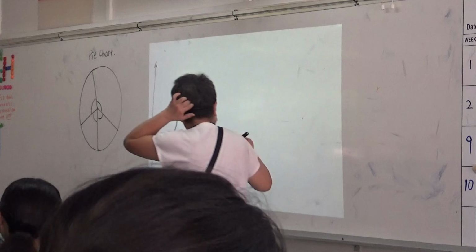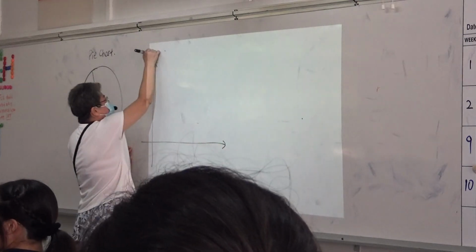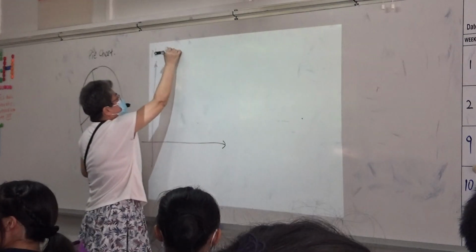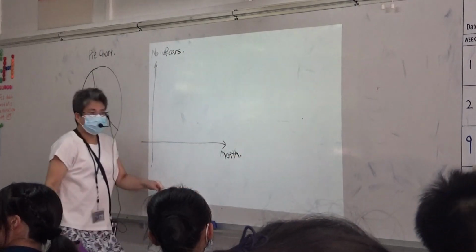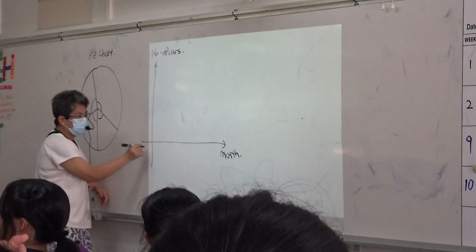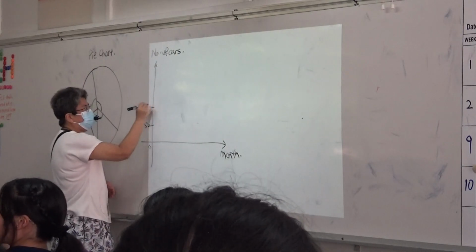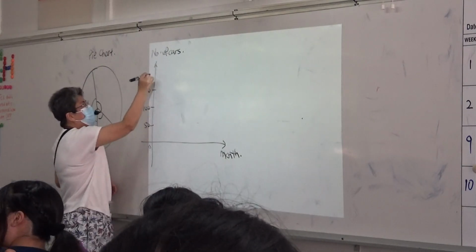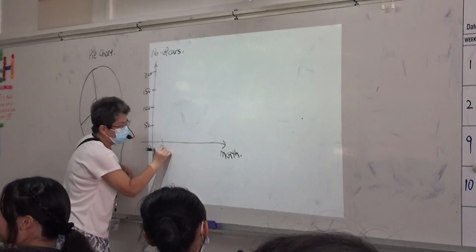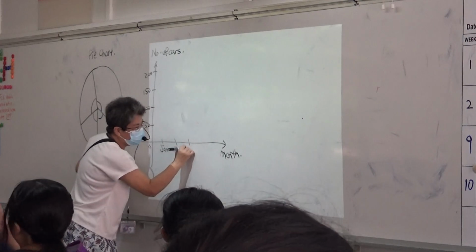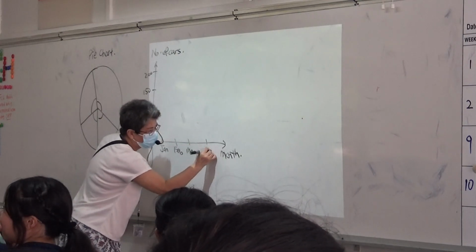Now, let me just give you an example. For example, this is the number of cars, and this is the month representation. 0, 50, 100, 150, 200. Okay? Now, this is January, February, March, April.